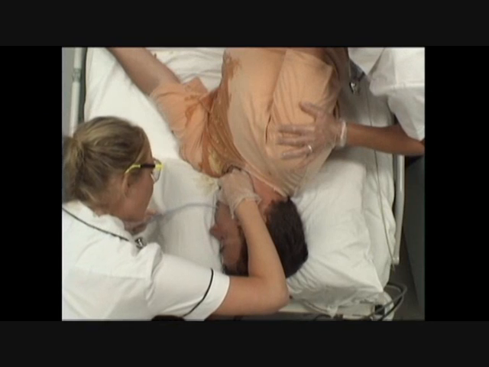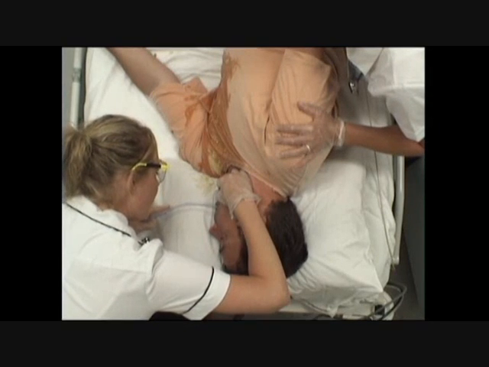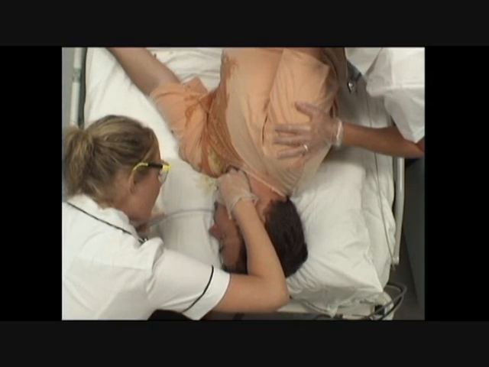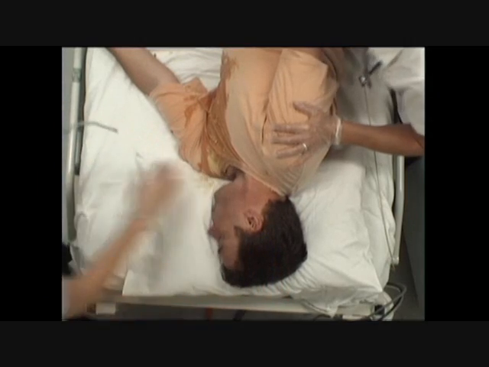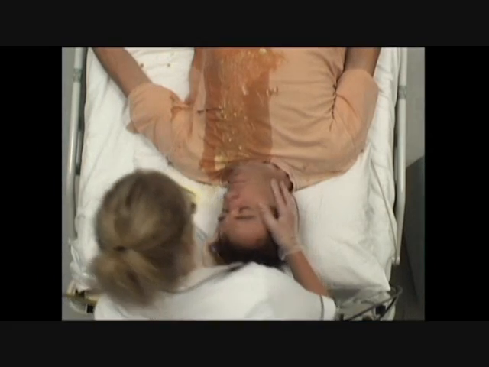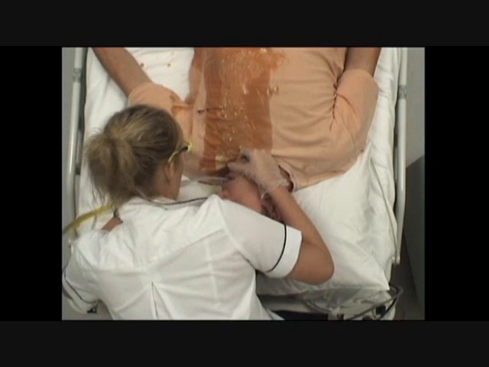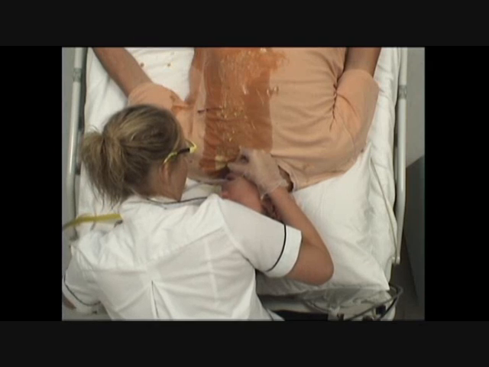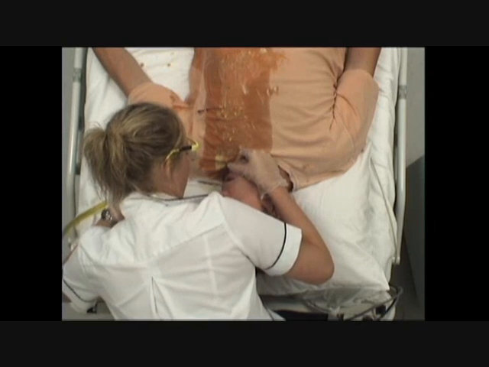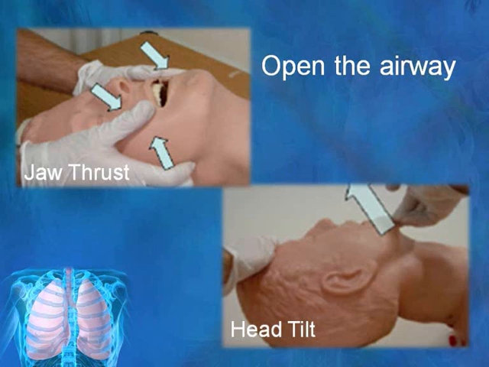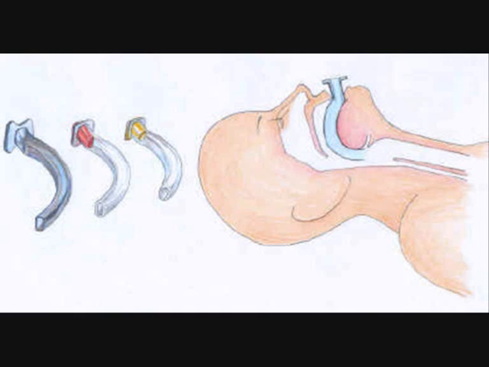Remove loose-fitting dentures. We can see with 2 nurses that the patient is assessed and suctioned on their side. However, if you are on your own, simply turn the patient's head to the side to suction and assess their airway. Open the patient's airway using a jaw thrust or head tilt while the patient is on their back. Remember that the jaw thrust is indicated in patients with a suspected spinal cord injury.